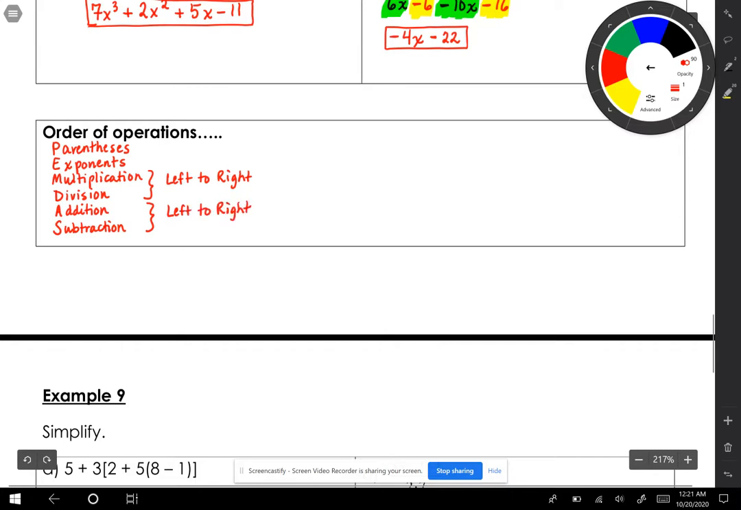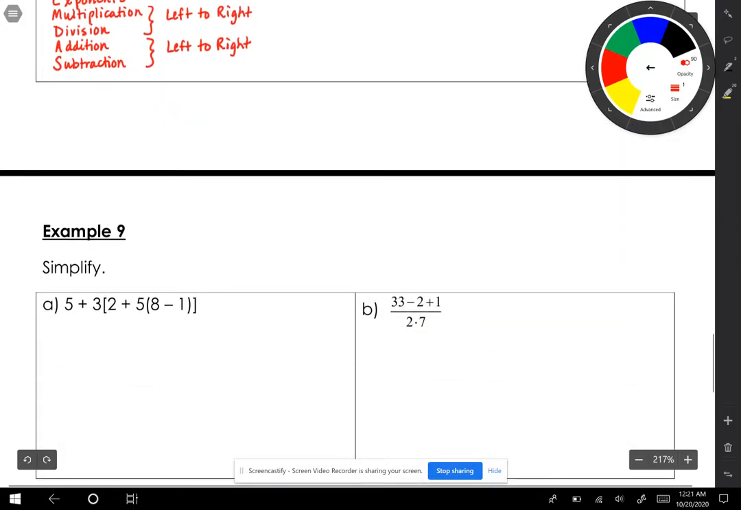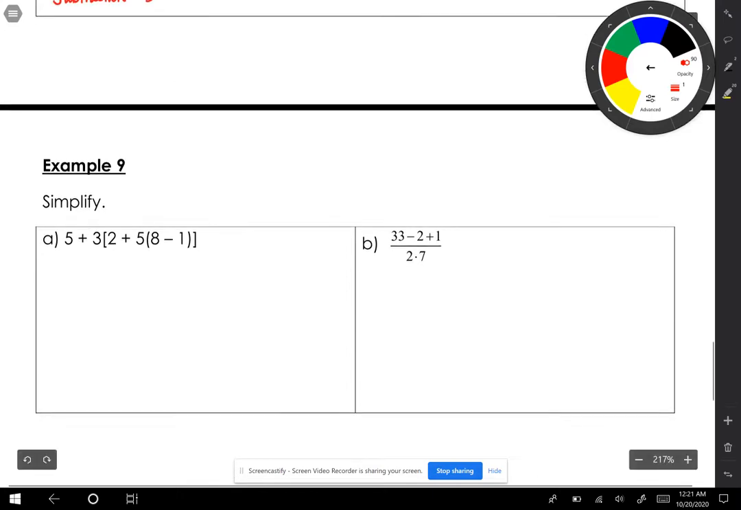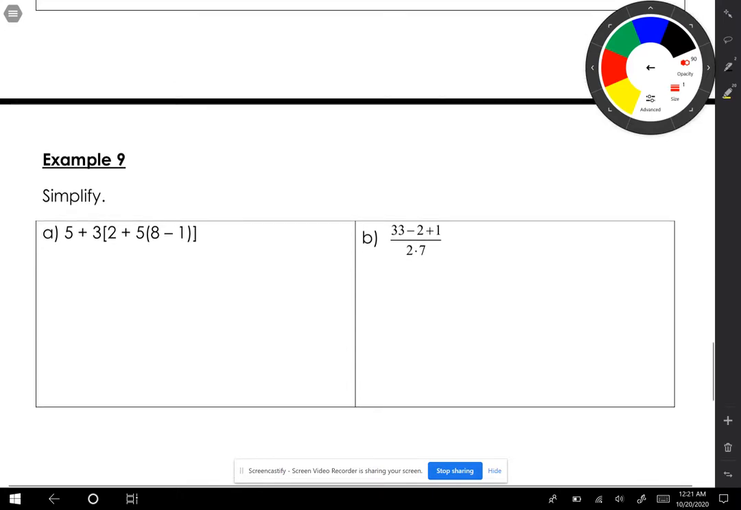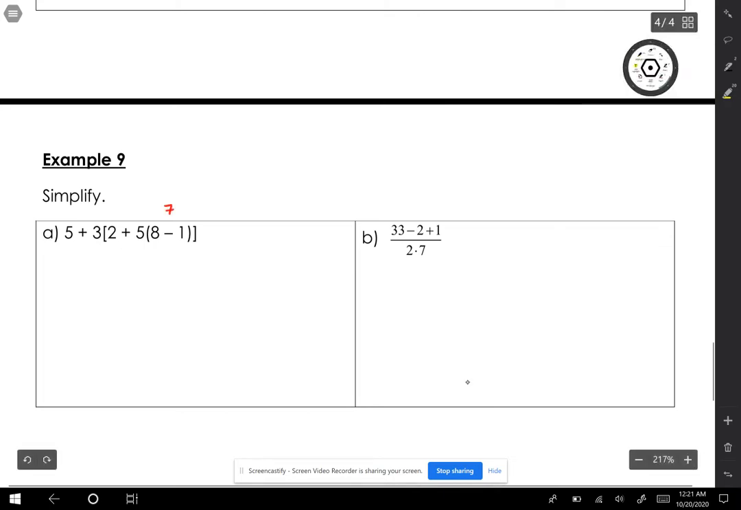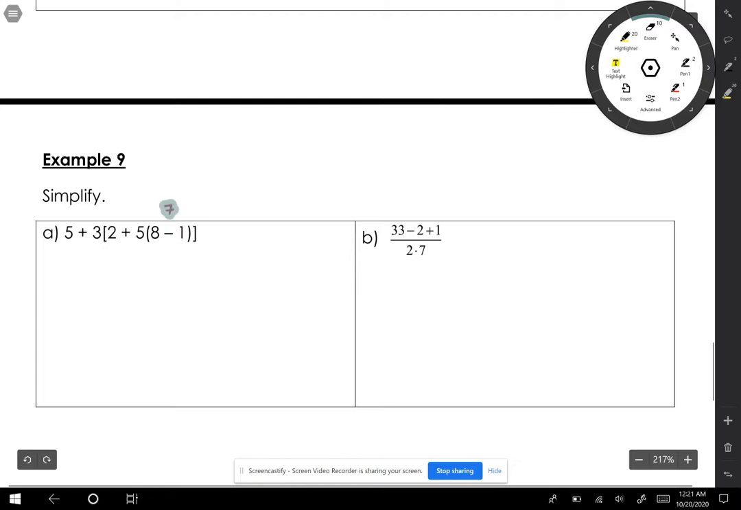So knowing that knowledge, let's do example 9, A and B. So 9A has brackets and it has parentheses. So you're going to work within the brackets. The first thing you want to do is do the 8 minus 1. Now, do you just put a 7 up here? No, because it's really sloppy. I don't recommend that. I recommend doing your work vertically.